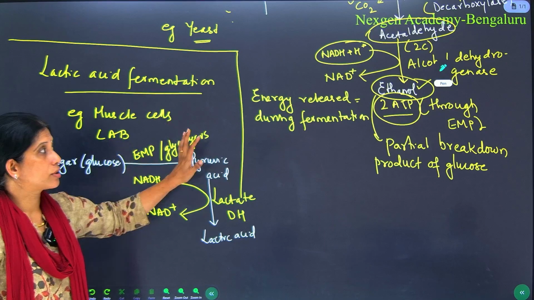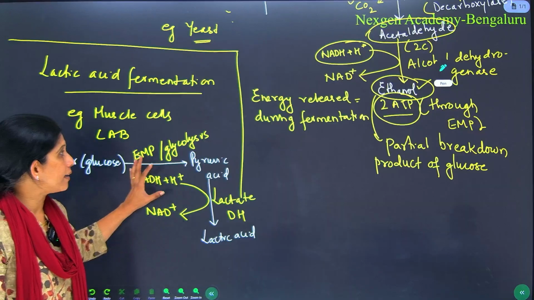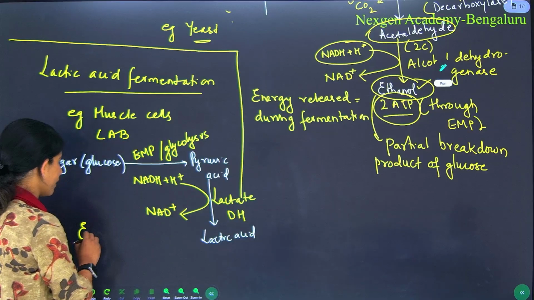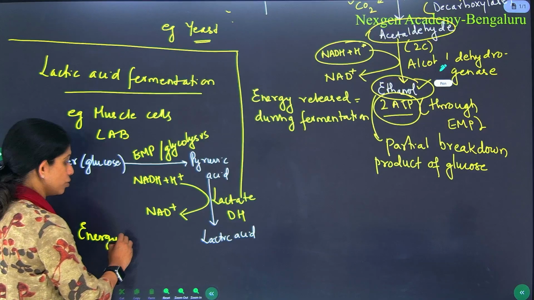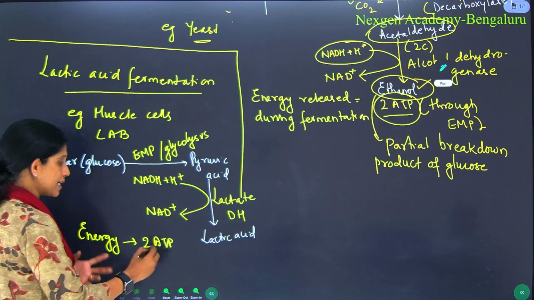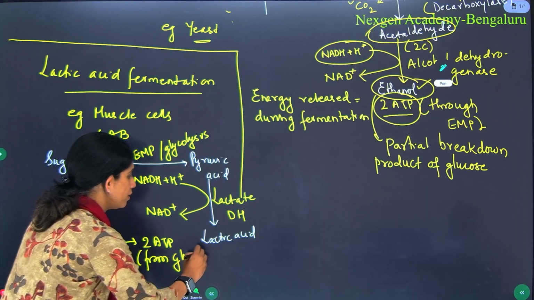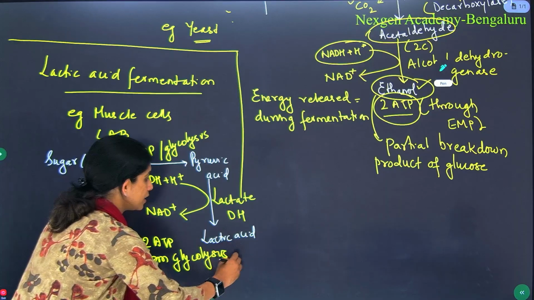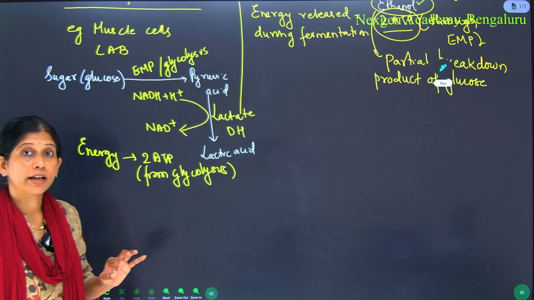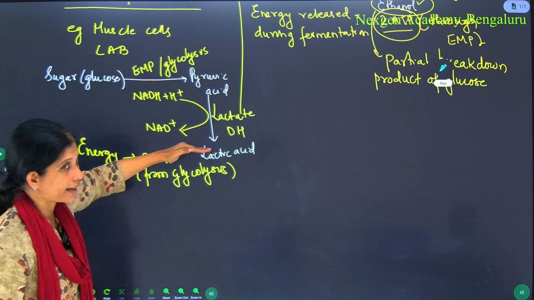So these are the two types of fermentation that are listed in our textbook. Energetically, when we talk about lactic acid fermentation in terms of energy released, it is also 2 ATP. As I told you before, it is only from glycolysis. So in fermentation, the energy that is released, that is 2 ATP, is coming from glycolysis, because this part doesn't release any energy.